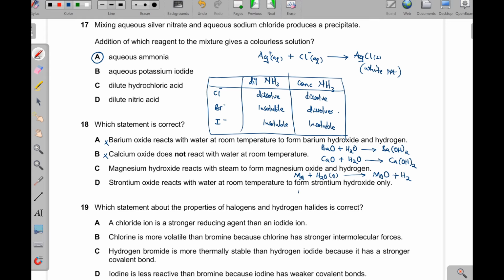Okay? Then when magnesium reacts with cold water, the reaction is actually very slow, and it will give us just like these other ones. It is magnesium hydroxide plus what? The hydrogen. So this one is also wrong. That means our answer has to be D. Strontium oxide reacts with water at room temperature to form strontium hydroxide only, just as these ones here. So you're having the strontium oxide plus water, and then you get strontium hydroxide. As simple as that. So that one is correct.